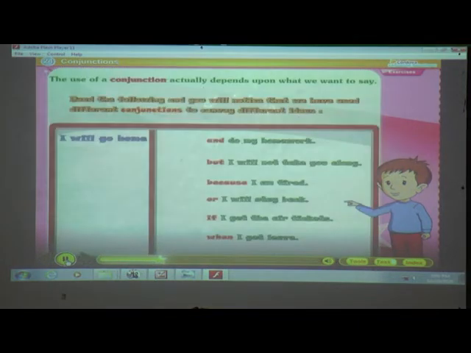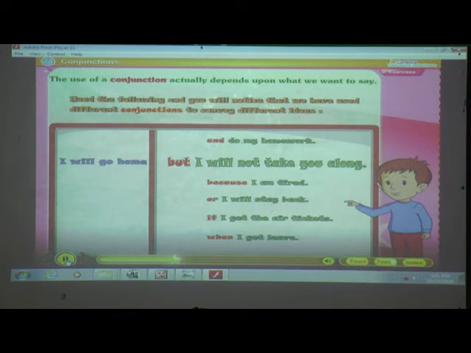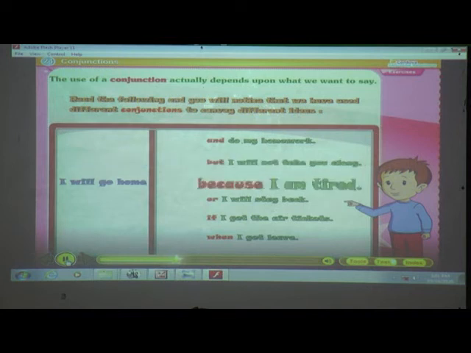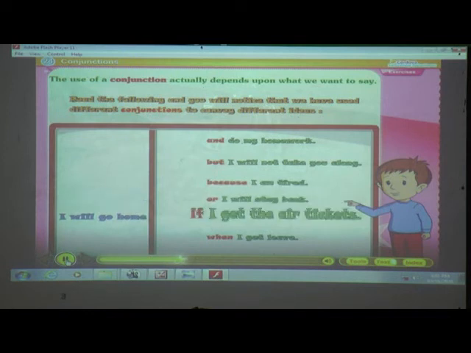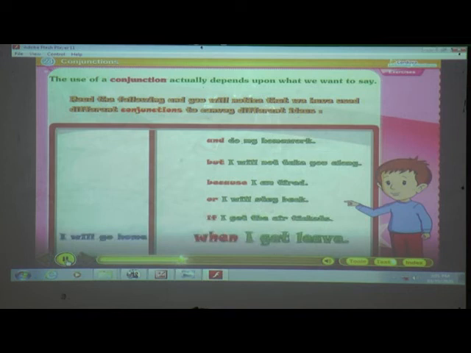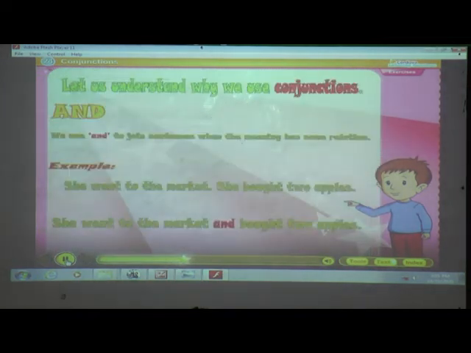The use of conjunction actually depends upon what we want to say. Read the following and you will notice that we have used different conjunctions to convey different ideas. I will go home and do my homework. But I will not take you along because I am tired. Or I will stay back. If I get the air ticket. When I get leave. Let us understand why we use conjunctions.